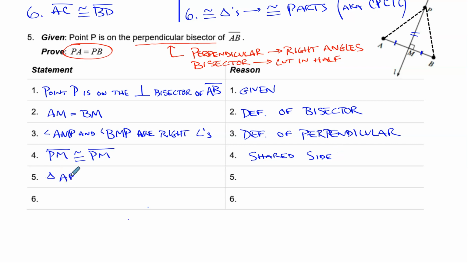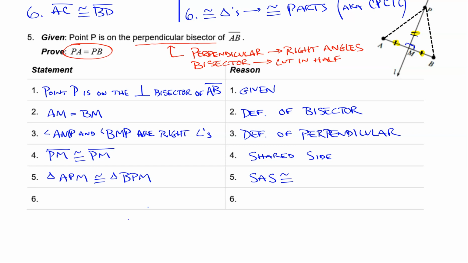Do you see we got two triangles that are congruent there? Triangle APM is congruent to triangle BPM, and that's by side angle side congruence. We got a pair of sides that are congruent in the triangle on the left and the right. We got the shared side between them, and then sure enough, we have a pair of right angles that are congruent between those sides that are congruent. So we have triangle congruence by side angle side.